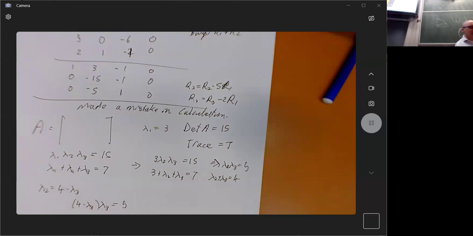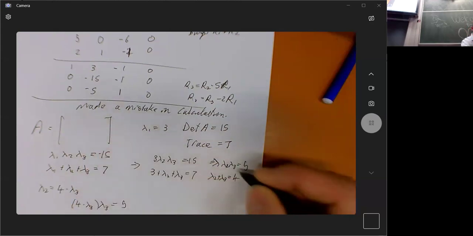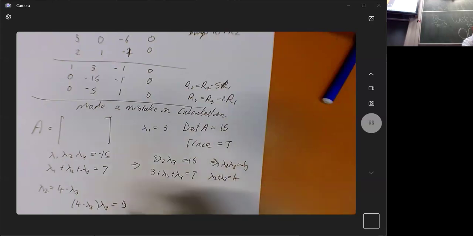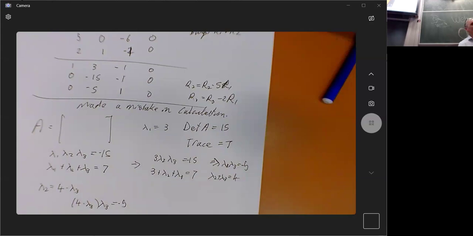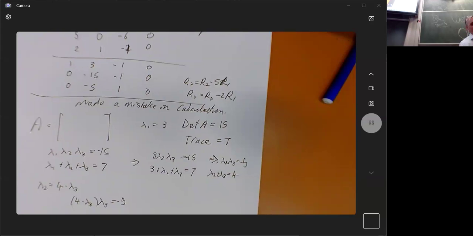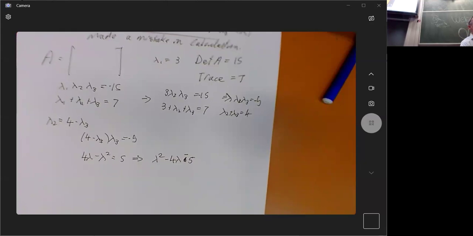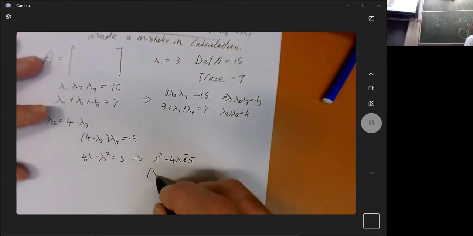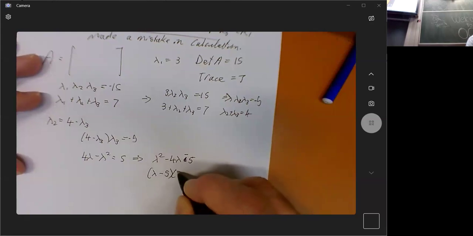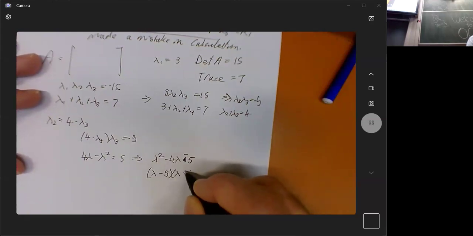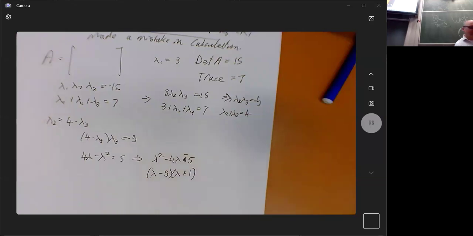It doesn't factorize nicely. Actually, I have a plan. In the end, in terms of guessing numbers, I can go lambda minus 5, lambda minus 1, lambda plus 1. And that should be right.